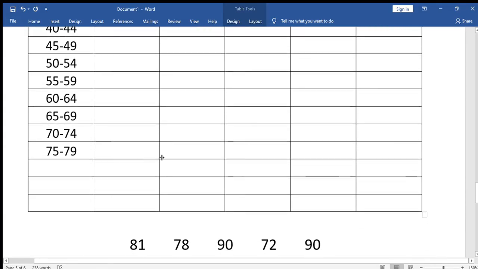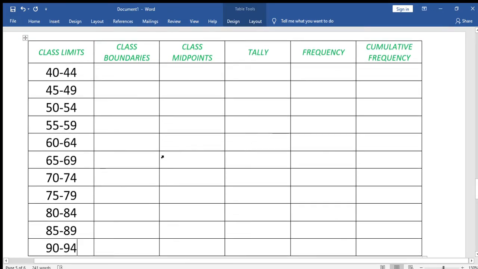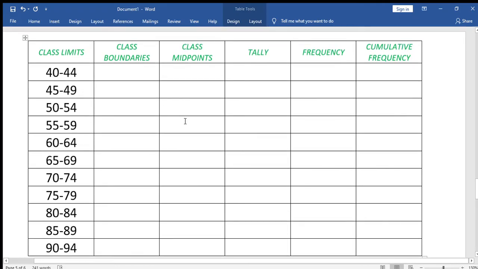Then we have here 80 to 84. Then next we have 85 to 89. Then next we have 90 to 94. Okay, so we have here our frequency distribution table getting only the class limits.